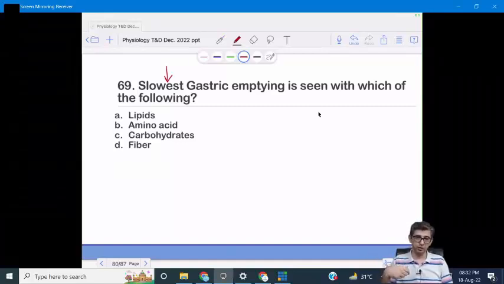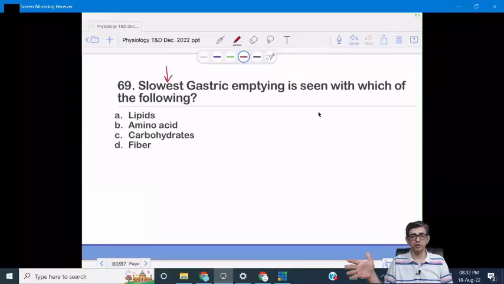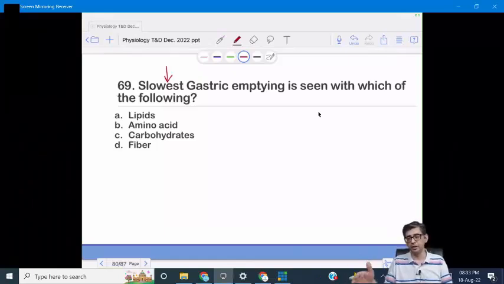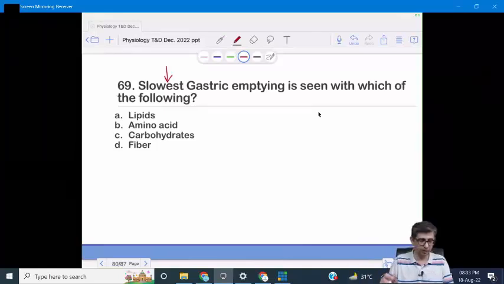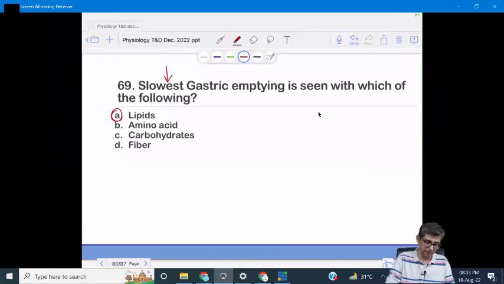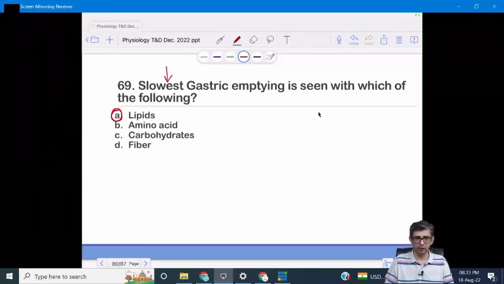So to prevent sudden intoxication from occurring, and the person wants to enjoy it, then what he will do is he will eat fat, that is snacks, along with alcohol, so that the kick comes gradually. The correct answer for 69 is option number A. मतलब I provided the reason behind why people take namkeen with alcohol. Yes, 69, option number A, slow gastric emptying is seen with lipids.